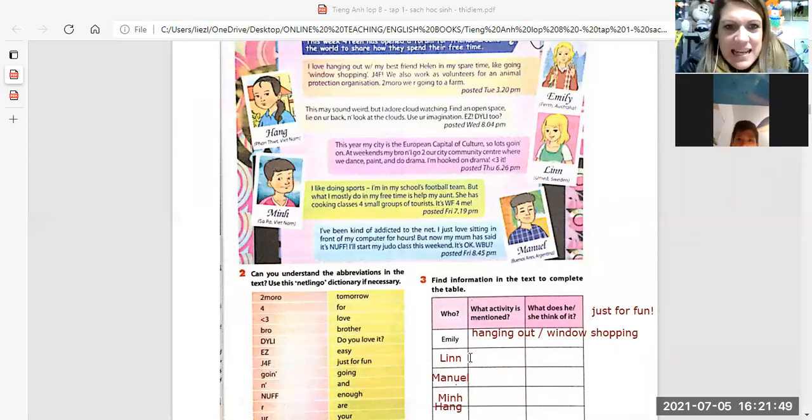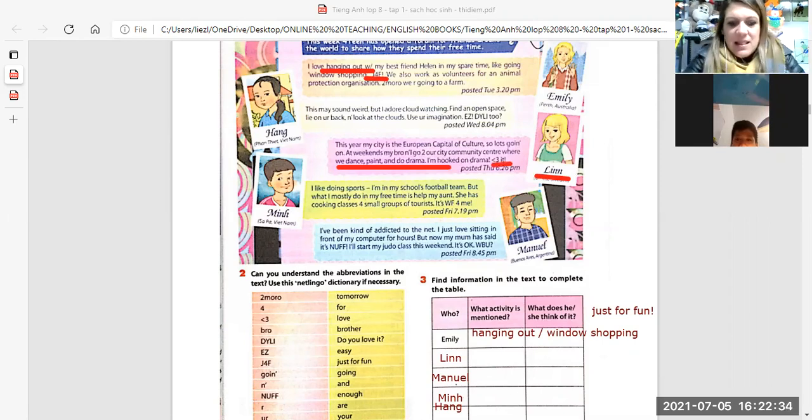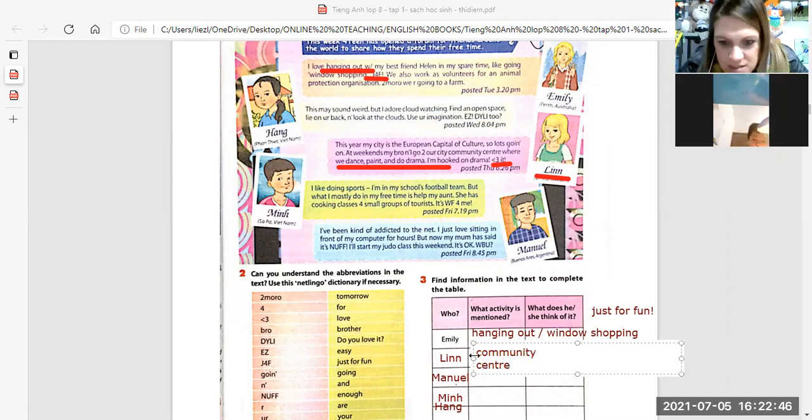Just for fun. Lynn. Let's have a look at Lynn. Okay, what activity does Lynn like to do? Here is Lynn. Okay, what does Lynn like to do? Dance, paint, and do drama. Yes, they like to do that. And what did she say about it? Love it. That means love it. And she likes to go to the community center to dance.